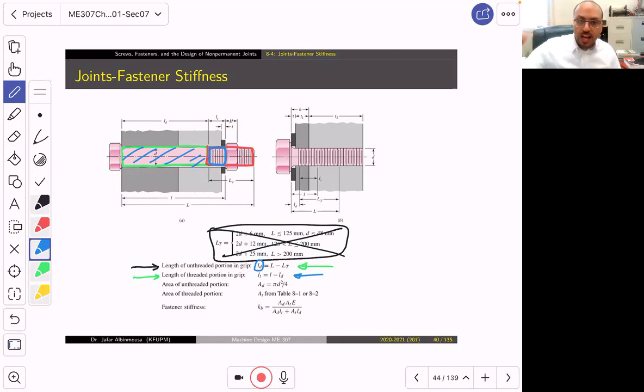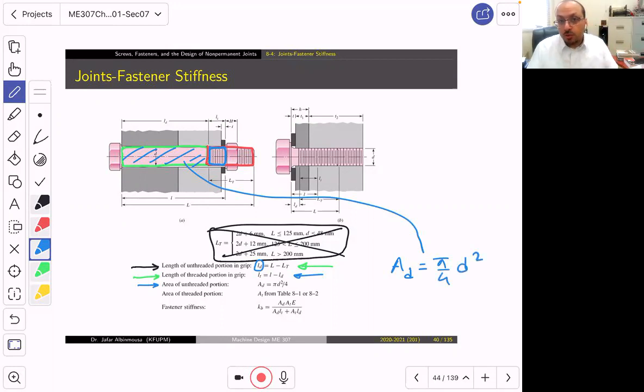Now, what is the area of the unthreaded part? The area of the unthreaded portion is equal to AD, which is this area, and it is pi over 4 D square. That's the area of it. Very simple. What is the area of the threaded portion, the one which has a thread? What did we say about it, guys? This is AT. We go and find it from table 8.1, 8.2. We told you AT is defined experimentally. We cannot measure it, you know. We have to do it experimentally. So that one, you go and get it from the table.